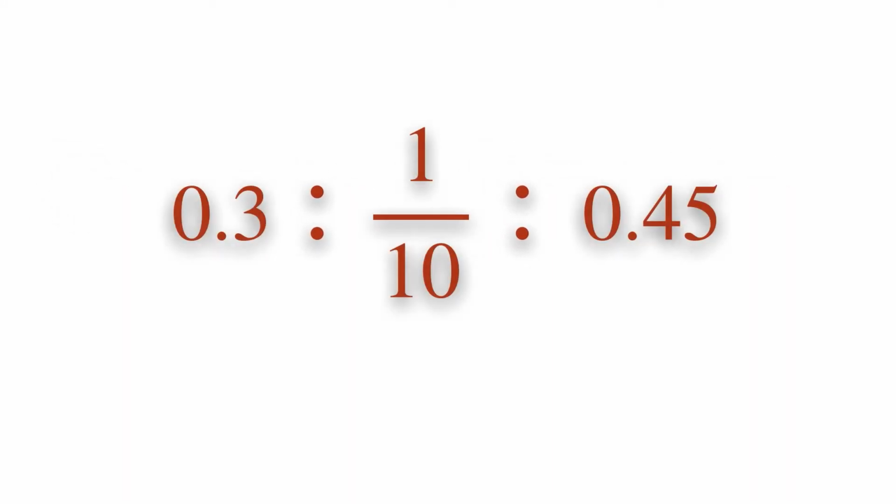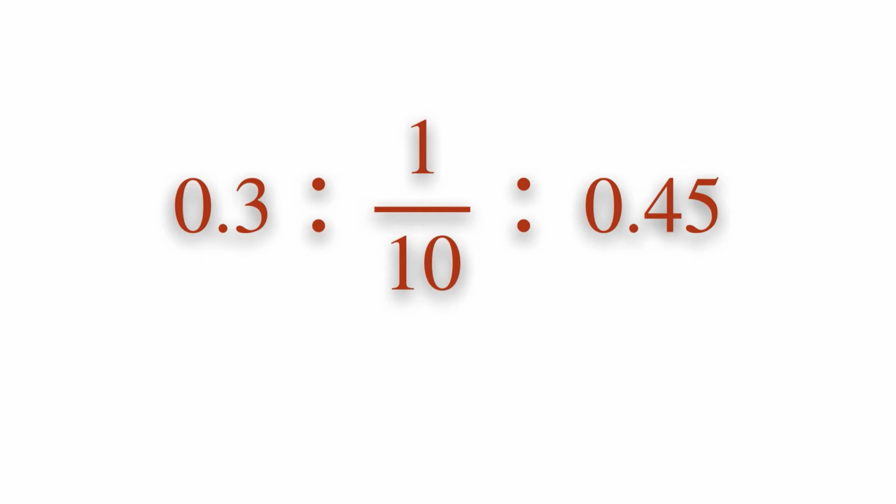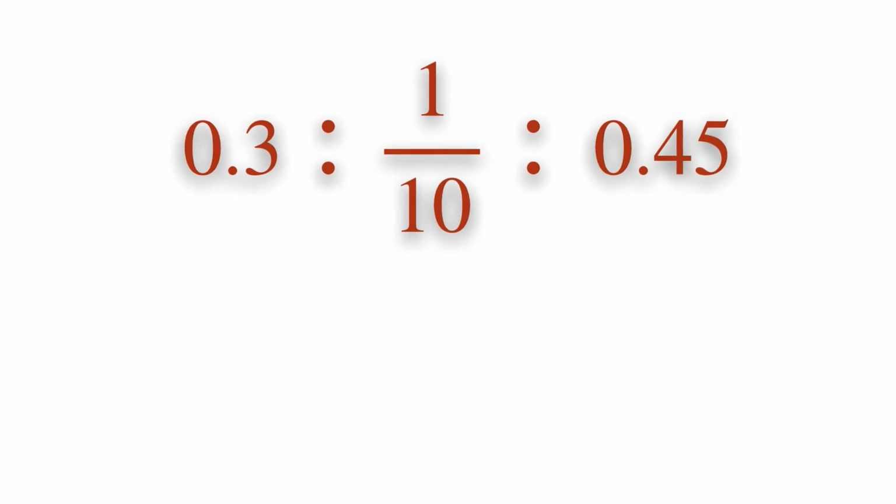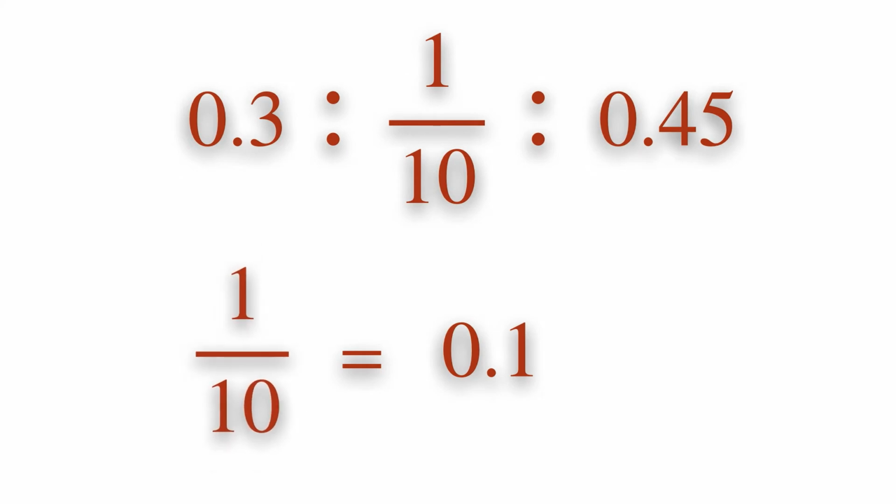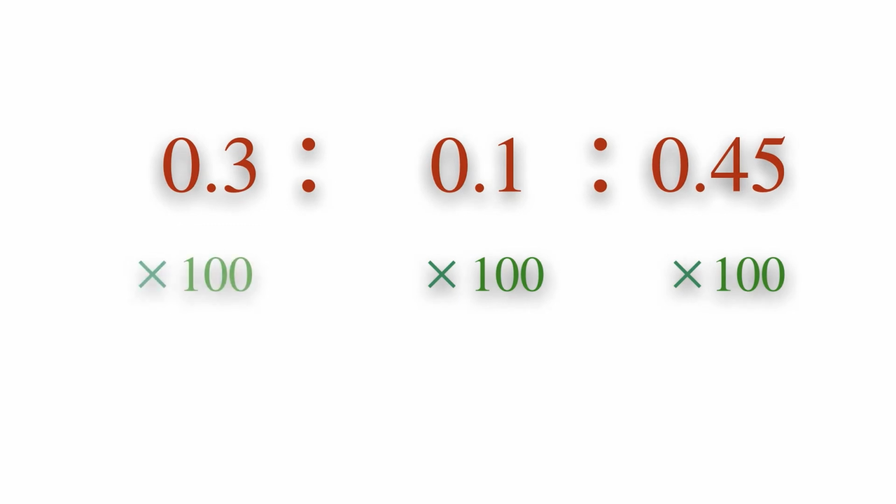When ratios are in this form, we can first change all the terms to one kind. In this case, change all the terms to decimal form as there are more decimal terms than fractions. Since 1 over 10 as a decimal is 0.1, the ratio in decimal form is now 0.3 to 0.1 to 0.45. Now we can convert all of them to whole numbers by multiplying all the terms by 100.